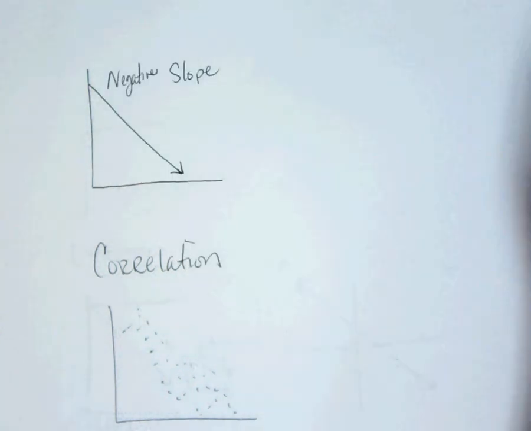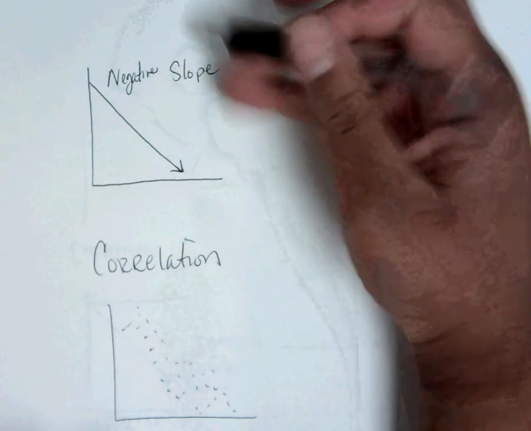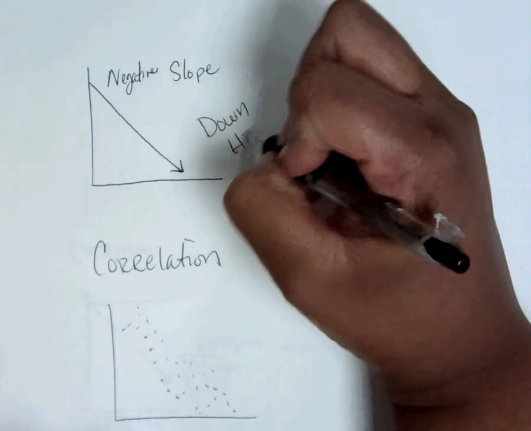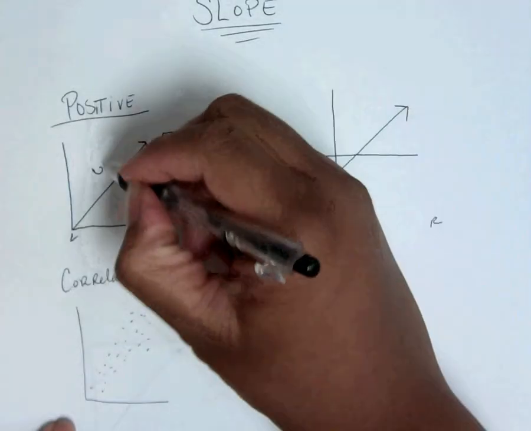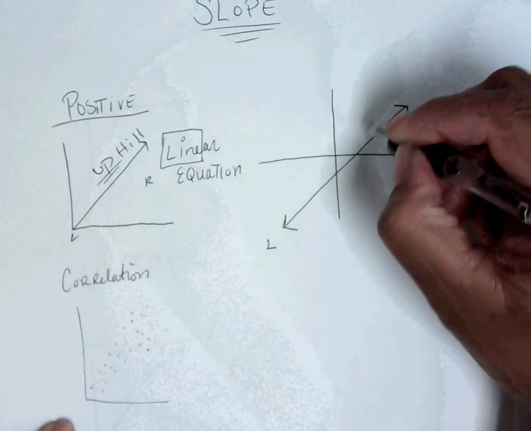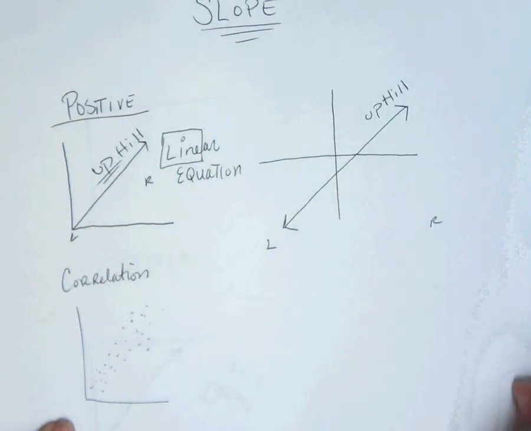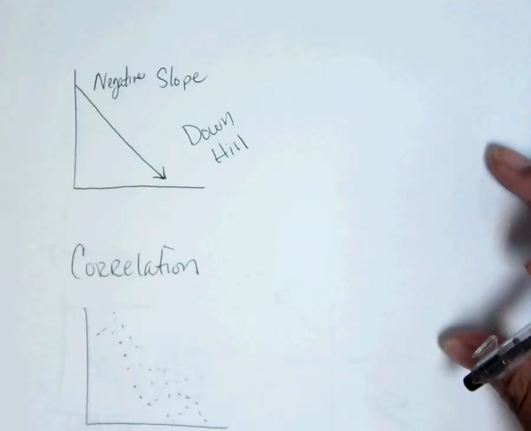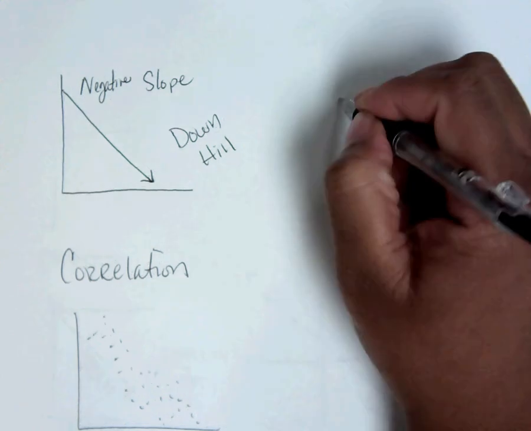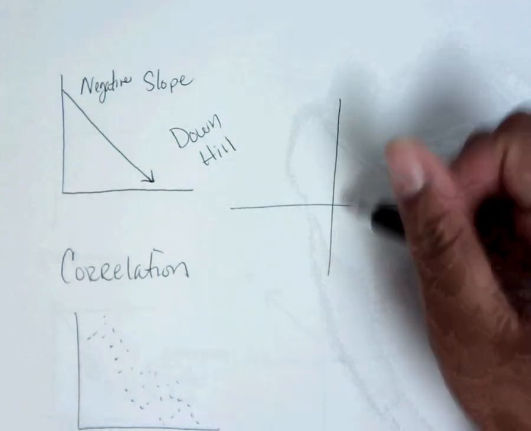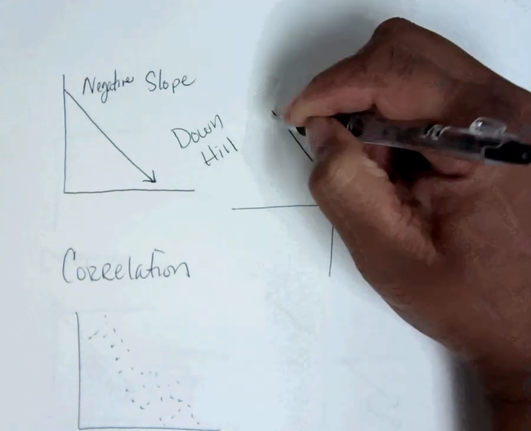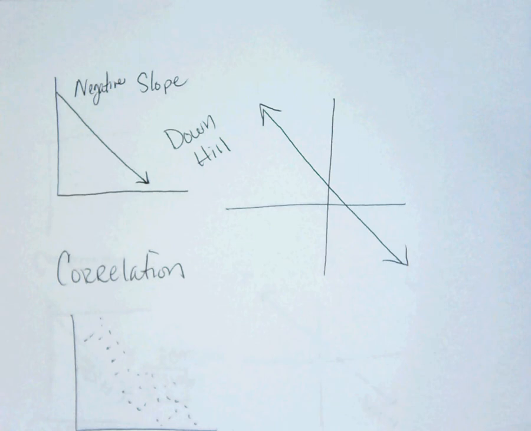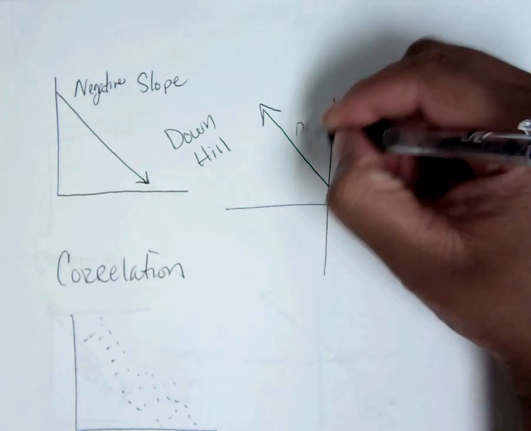And so this is your negative slope line. It's like going down a hill, so down the hill, and the other one would be like going up a hill. This is going up the hill, and negative slope is going down the hill. This is what the negative slope would look like when all four quadrants are drawn. So it's going down the hill again.